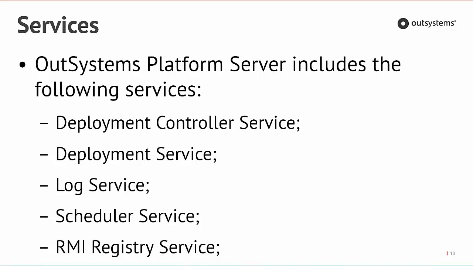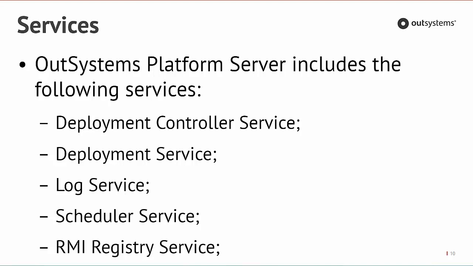The OutSystems platform server includes the following services, and of these, the first four are common to the Java or .NET part. The last one is specific to Java. So the deployment controller service, the deployment service, log service, schedule service, and RMI registry service. So this RMI registry service only exists in the Java stack and corresponds to Java remoting. So it's used to allow platform services to communicate between themselves. Okay, so it is required in all servers that have OutSystems services running.